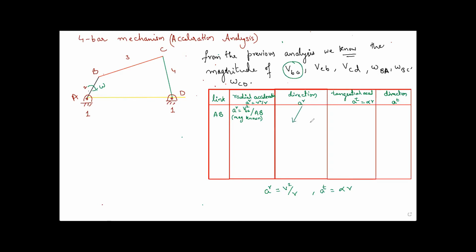Downwards. Okay. And now, do we have tangential acceleration? For the AB link, omega is constant. If omega is constant, what is alpha? Alpha is equal to d omega by dt. If you differentiate a constant, it becomes 0. So there is no tangential acceleration for the input link since I have given constant RPM.